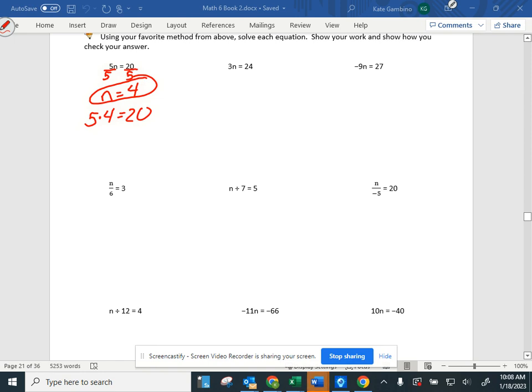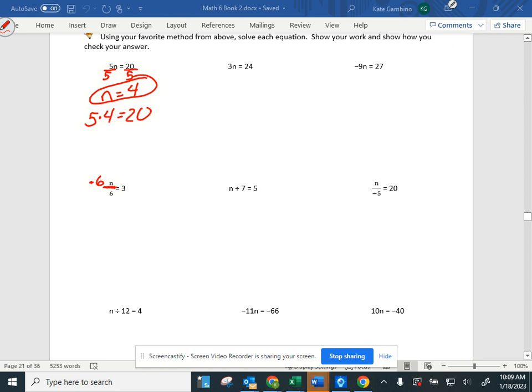Let's look at the one below it. n over 6 equals 3. What is the opposite operation I want to do, Amelia? Divide. When we see n over 6, that fraction bar means divide. So what's the opposite? Yeah, I want to multiply. So I want to get that 6 out of there so n is by itself. So I'm going to multiply by 6.